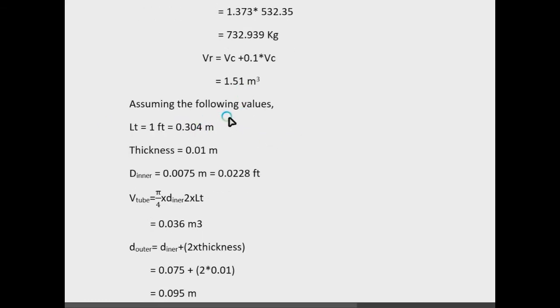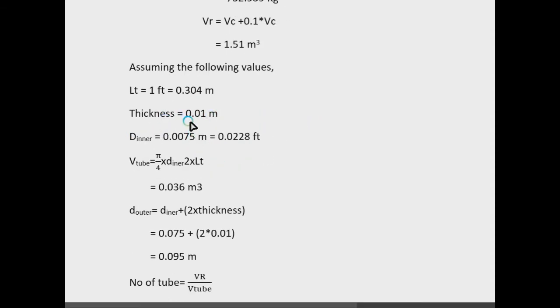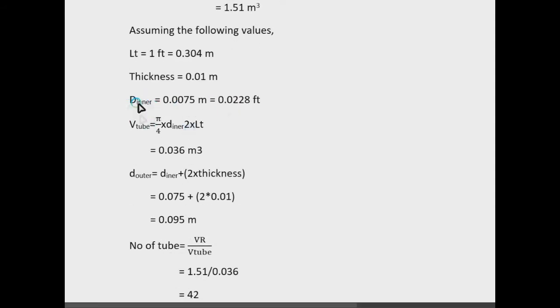In this design, we have to assume a length of the tube. Like we assume a length of tube of 1 foot, which is equal to 0.304 meter. We also need to assume a thickness, here it is 0.01 meter. The inner diameter of the tube also needs to be assumed, here it is 0.0075 meter.